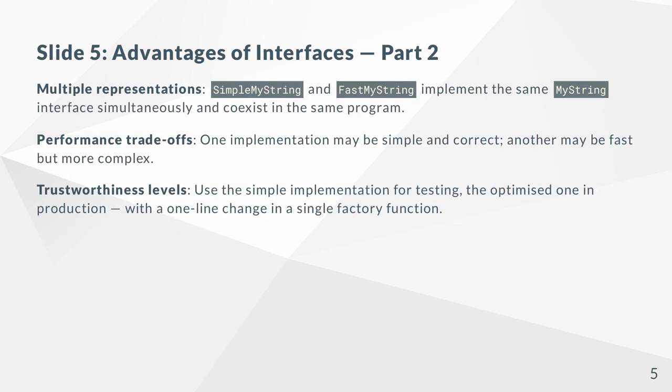Interfaces also enable multiple representations to coexist. SimpleMyString and FastMyString both implement the same MyString interface. They can exist in the same program simultaneously. SimpleMyString might be simple and easy to verify as correct. FastMyString might be faster but more complex. You can use the simple version for testing and the optimized version in production with a single line change in one factory function. Clients never need to know which implementation they are using.